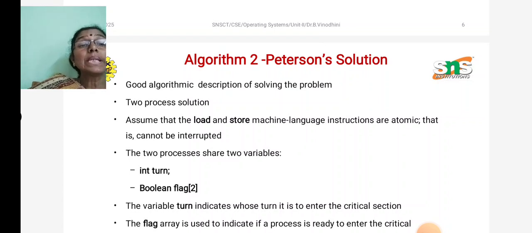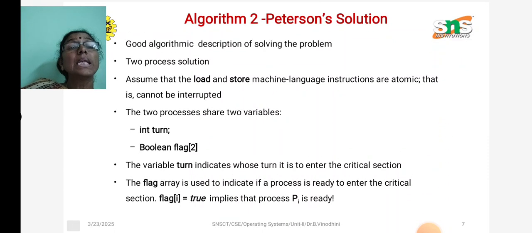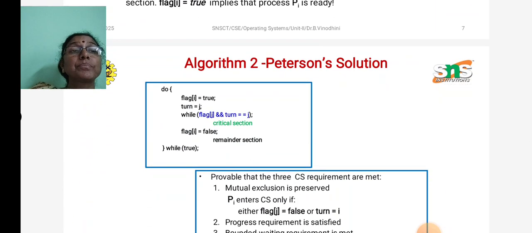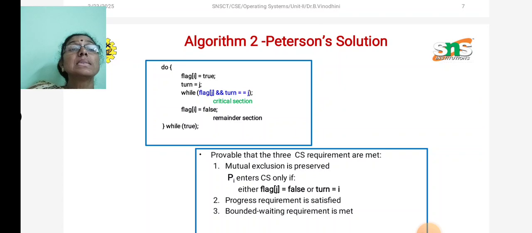So the variable turn indicates whose turn it is to enter the critical section. Next, the flag array is used to indicate if a process is ready to enter the critical section. Flag of i is equal to true implies that the process Pi is ready. So this is the Peterson solution using the two variables. First is flag of i is equal to true. Next, turn is equal to j. So it sets turn is equal to j before entering into the critical section.